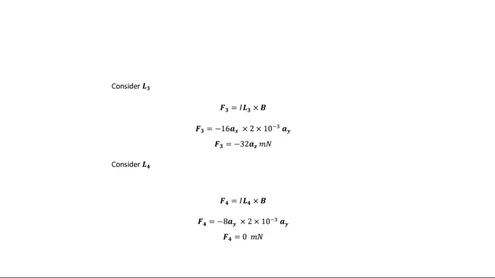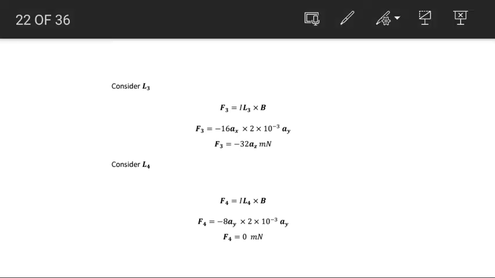We consider side L3. The force on side L3 will be equal to IL3 cross B. If we multiply L3 by the current, we get minus 16 AX. And the magnetic flux density is 2 into 10 raised to power minus 3 AY. So the force F3 is minus 32 AZ millinewton.